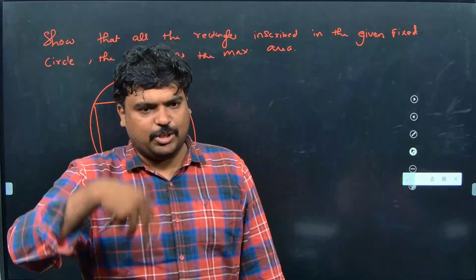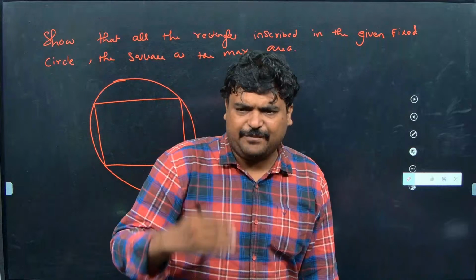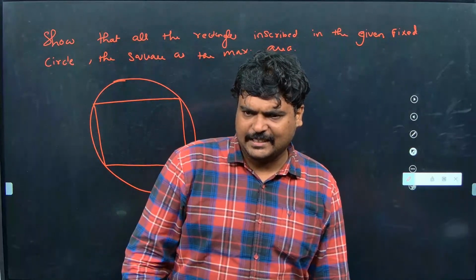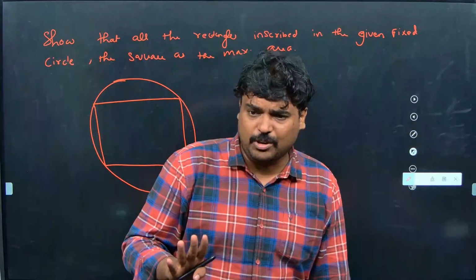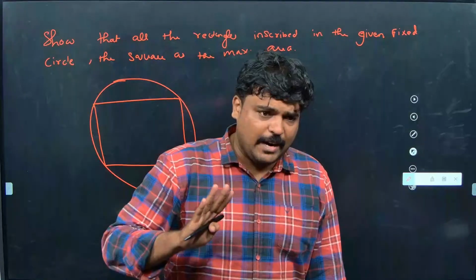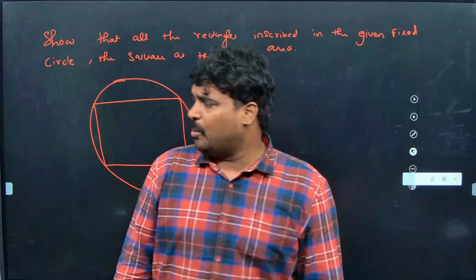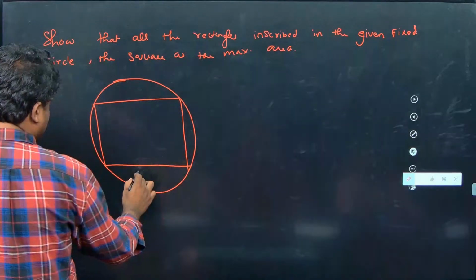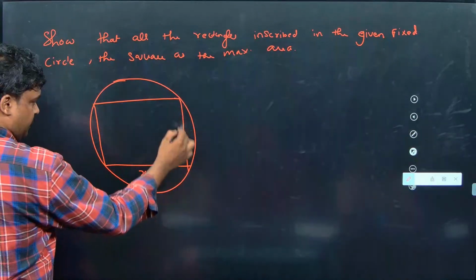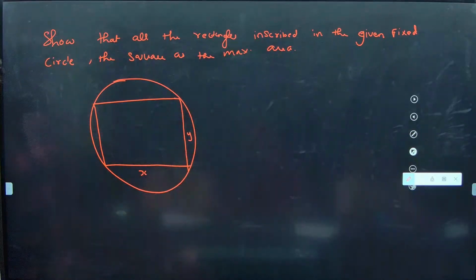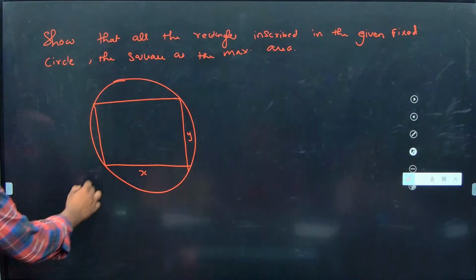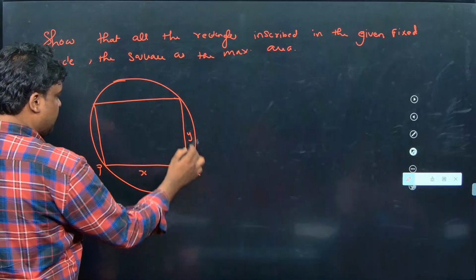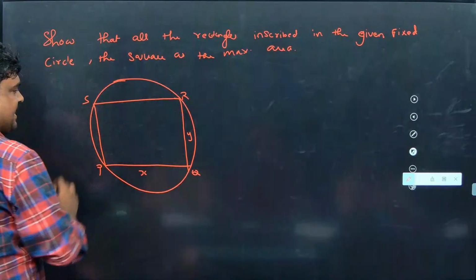First, in this question I'm not given f of x. If I have my f of x, you can find the maximum and minimum, correct? So what I am going to do is take length as x and width as y. I am taking a rectangle PQRS inside a circle.